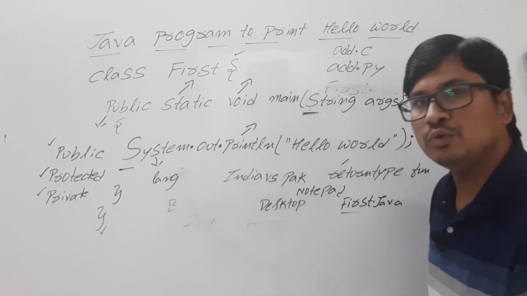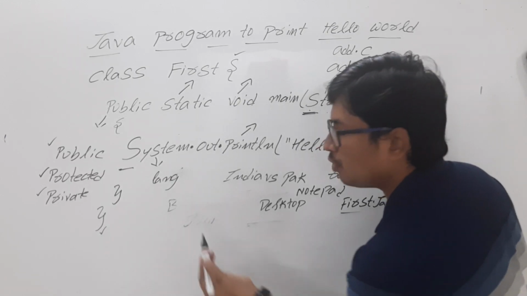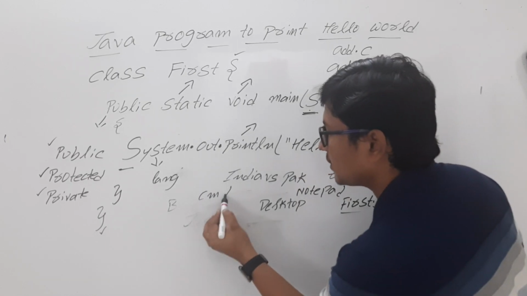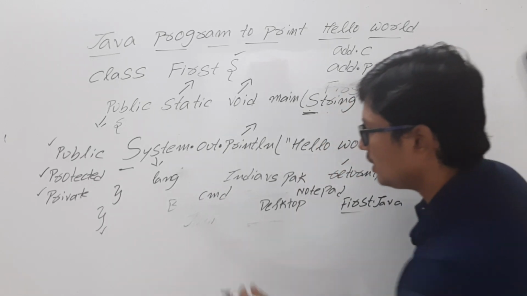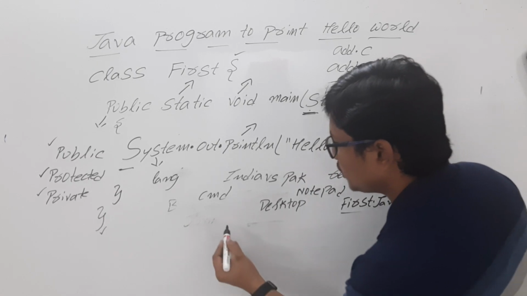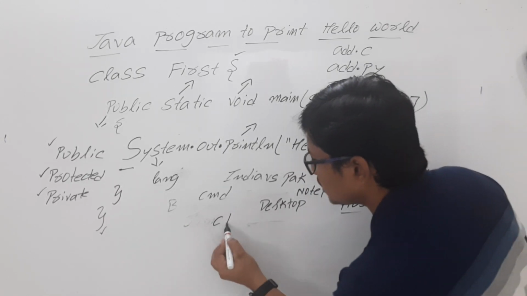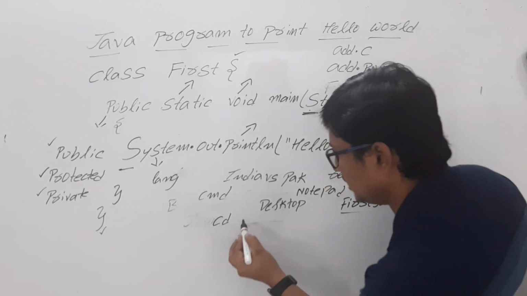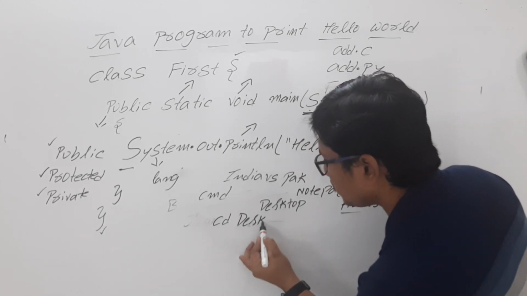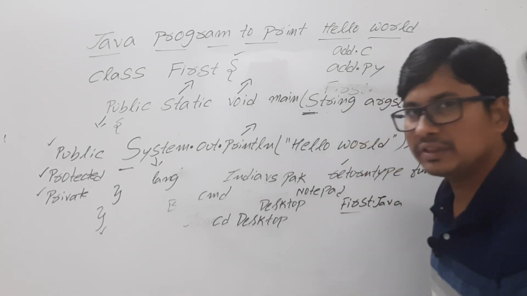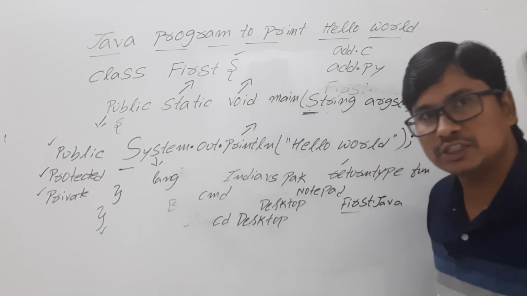Then you need to open the command prompt. How will you do it? You will go to Windows and type cmd, and the command prompt will open. Then you need to go to the desktop, so you will type the command cd desktop. Cd is nothing but change directory. Then the console will go to the desktop.